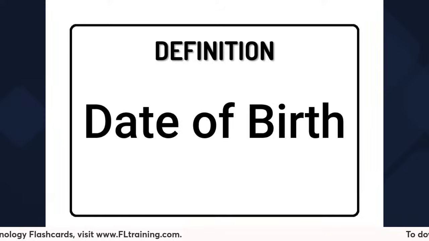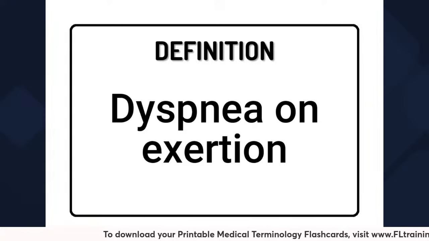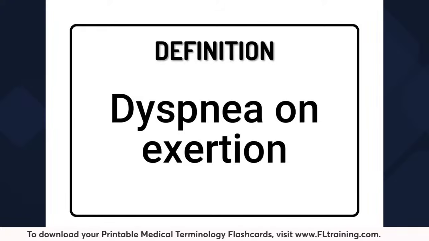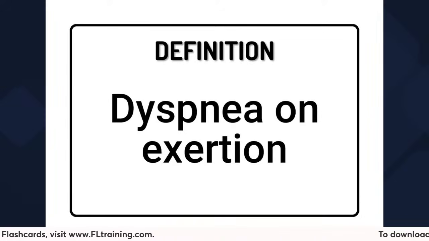You have to verify your patient's identity using two identifiers. One could be their name. The second, you would ask them their date of birth. DOE is the abbreviation for dyspnea on exertion. In other words, whenever your patient exerts, whenever they start to move about, they become short of breath.